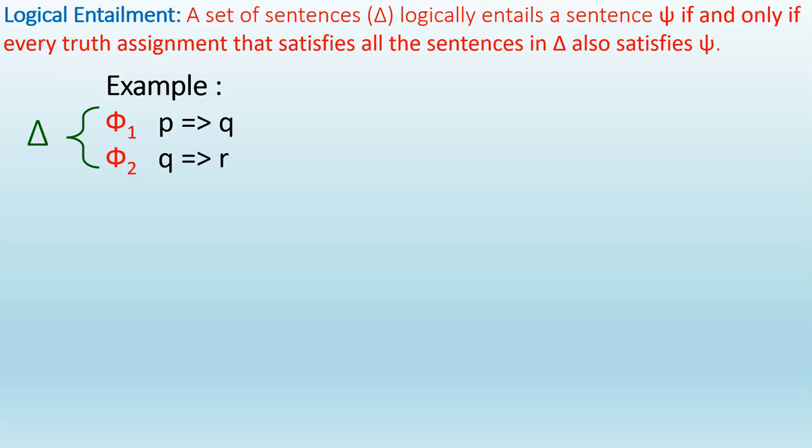We use an uppercase Greek letter delta to represent a set of sentences, and each logic sentence is represented by a subscripted lowercase Greek letter, in this case phi 1 and phi 2. Okay, enough of that. I've got two sentences, phi 1 and phi 2, and they form together a set. And I have a third sentence, psi, which is P implies R.